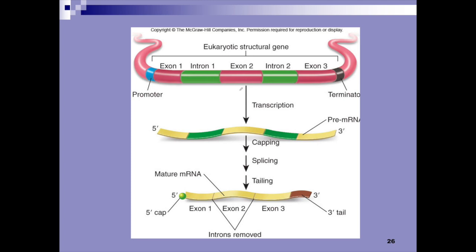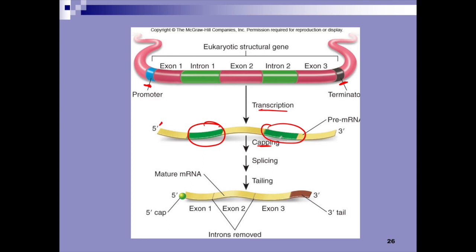So here we have a eukaryotic gene. Here's our promoter sequence over here and terminator. But in the middle is everything that's going to be transcribed. So when transcription occurs, we have a really long mRNA molecule. The first thing that's going to happen is at the 5' end, it'll be capped. And we'll talk about that process in a few minutes. But then we're going to go through the splicing process. And in the splicing process, these 2 green regions called introns are going to be removed.